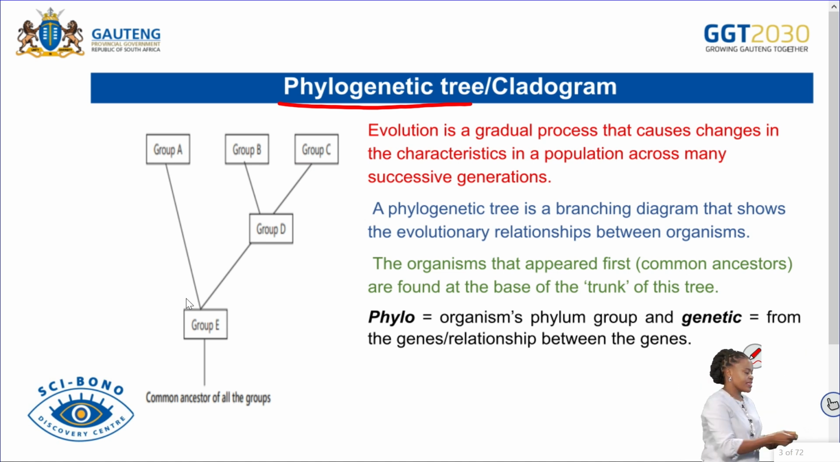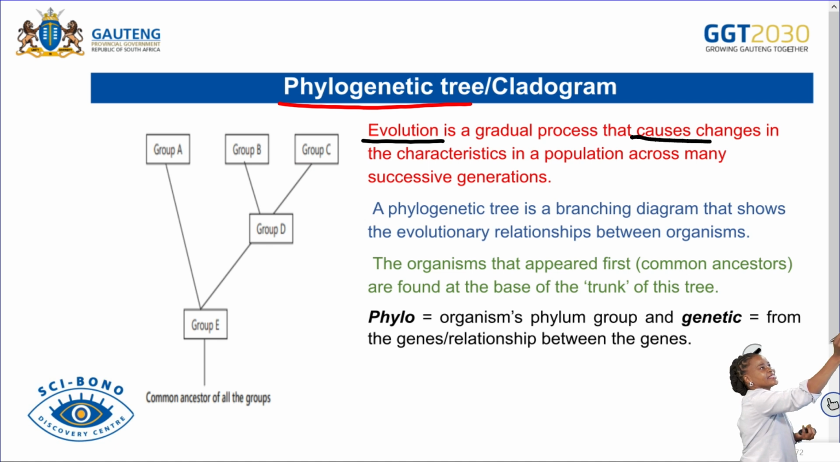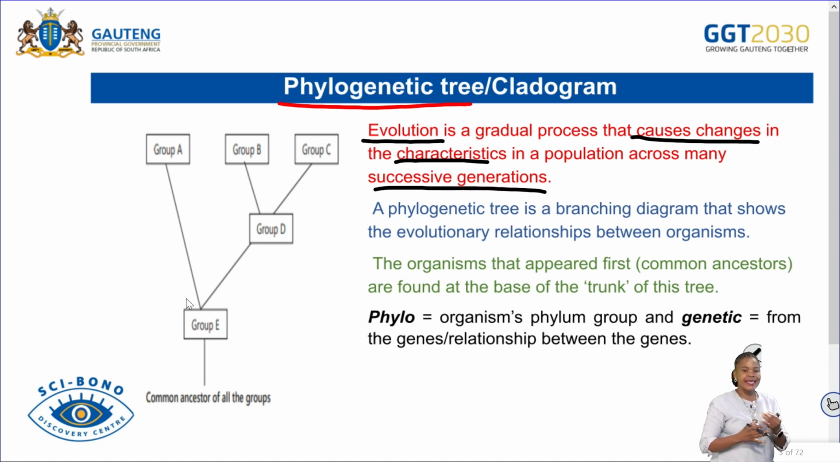We need to know that there is evolution in all the living organisms. Now, what are we talking about when we talk of evolution? Evolution is said to be the gradual process that causes changes in the characteristics of a population across many successive generations. In other words, evolution means a gradual change of organisms over a long period of time.